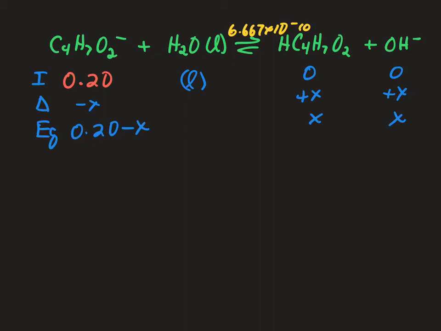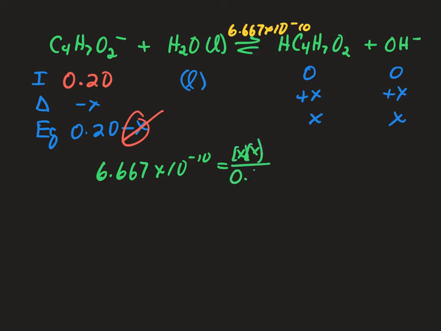We've been through this before. We've got a really small equilibrium constant, so we can ignore that. And so we end up with an expression that looks something like this: 6.667 times 10 to the minus 10 is going to be equal to x times x, divided by 0.20.